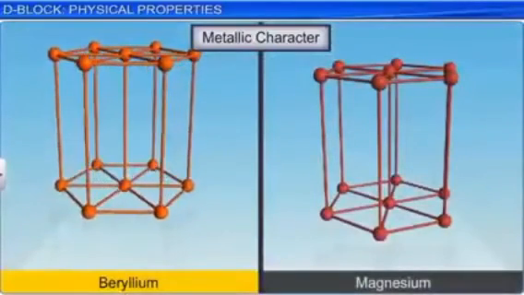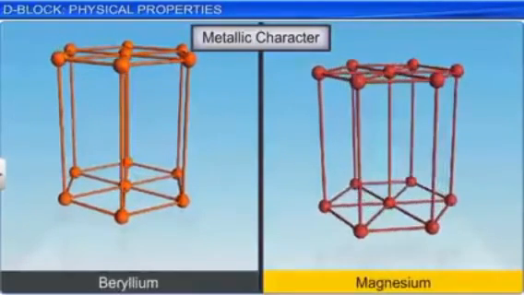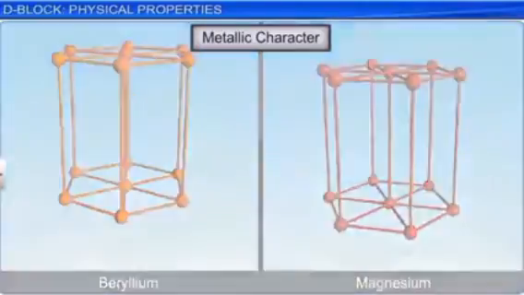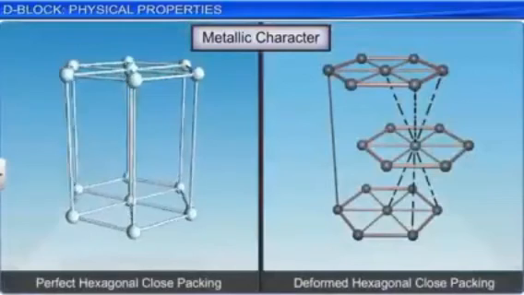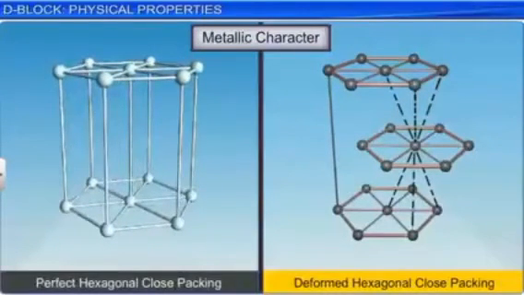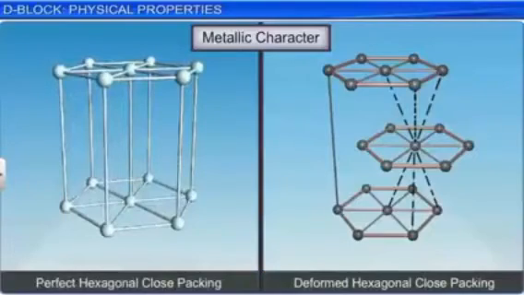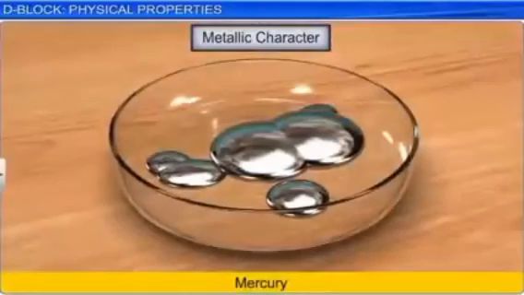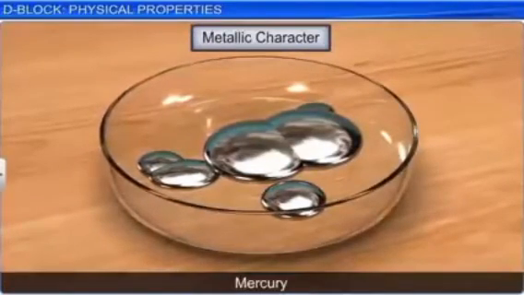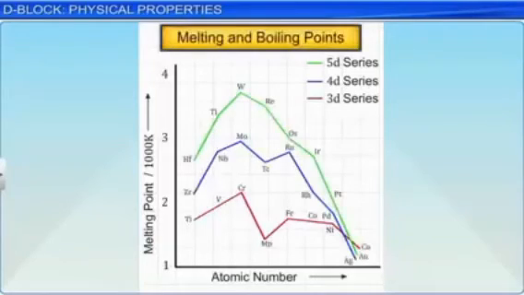Like beryllium and magnesium, with which they are isostructural, their structures deviate from perfect hexagonal close packing by elongation along the six-fold axis. Mercury is a shiny liquid at ordinary temperature. Melting and boiling points. The melting and boiling points of the transition elements are generally high.